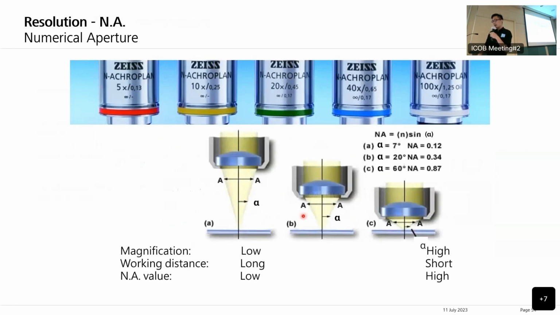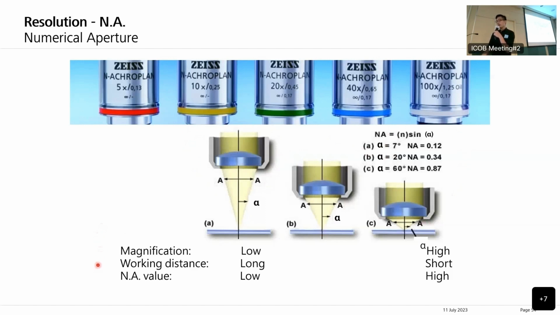Let's see the diagram. So here is the angle we mentioned, and we call it alpha. And this one, the objective on the left side, is the low magnification lens. And on the contrary, the one on the right side is the high magnification lens. So typically, low magnification lenses also have the low NA value. However, they have some benefits.